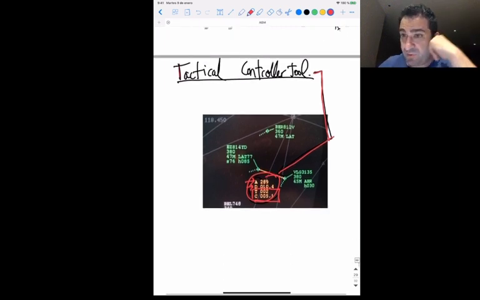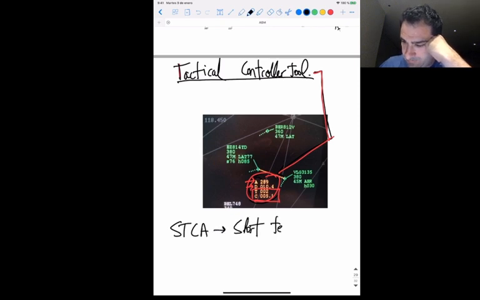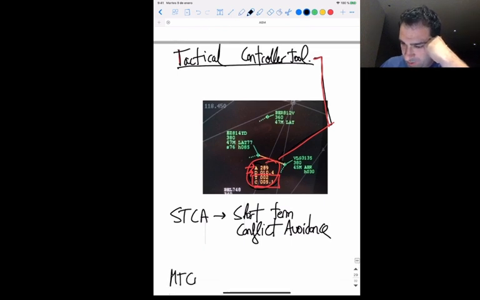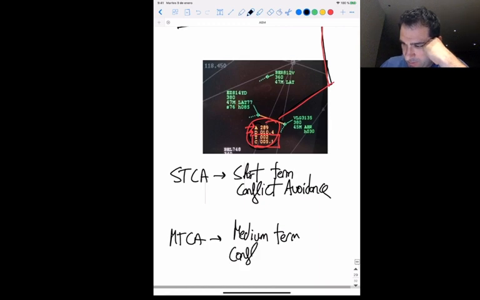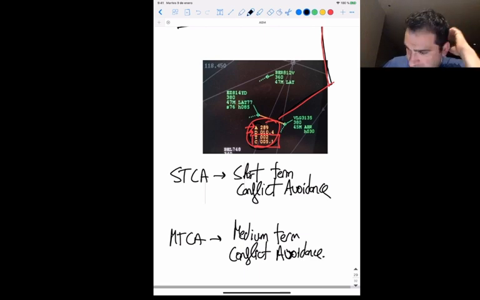Besides that, there are other tools like the short-term conflict avoidance tool, and another one called the medium-term conflict avoidance tool. This is the medium term. Those are just alerts. Okay, so you would have a pop-up on the screen saying that a potential conflict is going to happen.